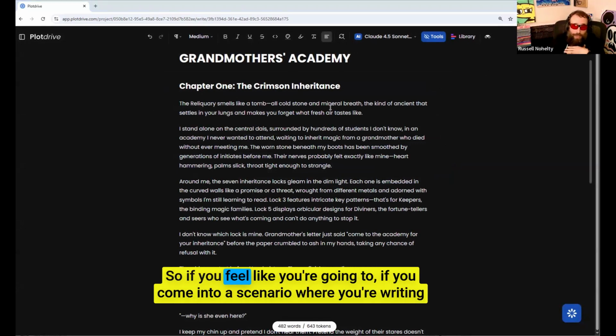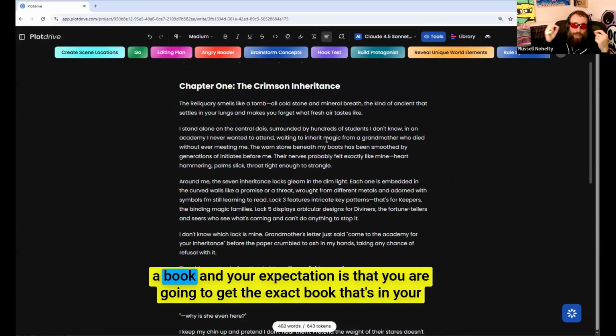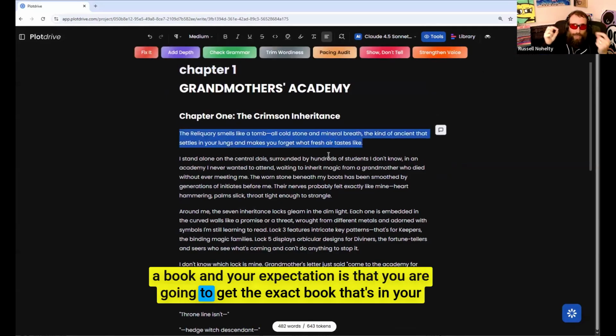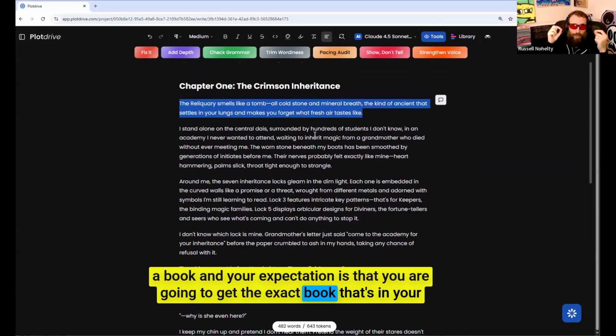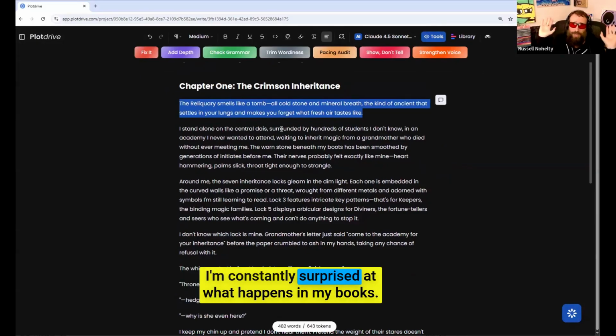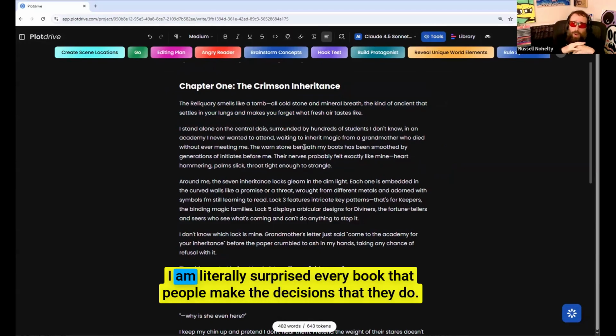So if you come into a scenario where you're writing a book and your expectation is that you are going to get the exact book that's in your head, I can tell you, I've written 77 books. I am constantly surprised at what happens in my books. My wife is always confused. I am literally surprised every book that people make the decisions that they do.